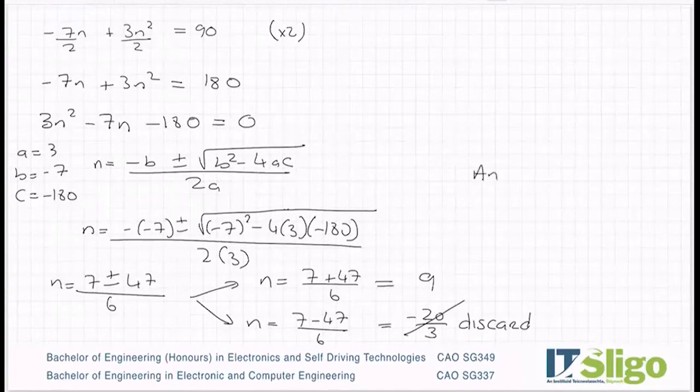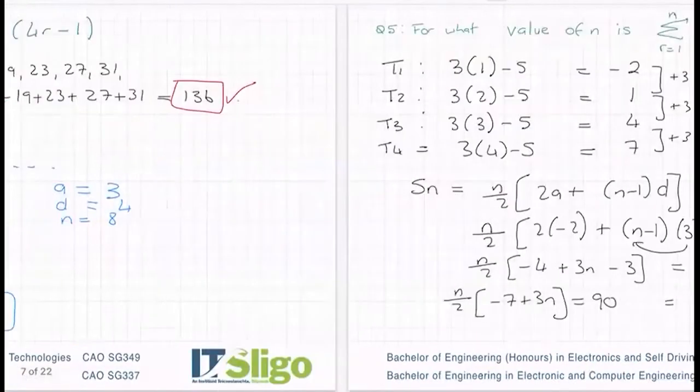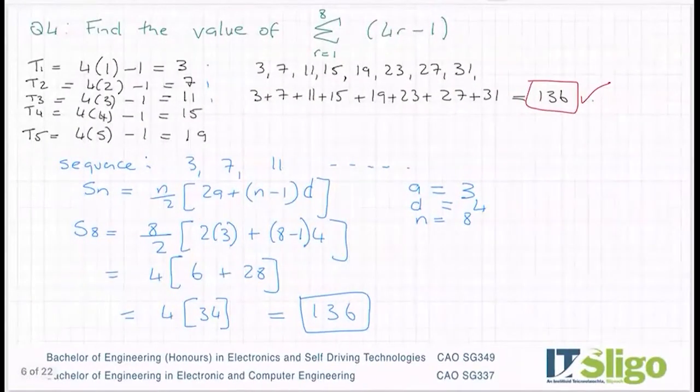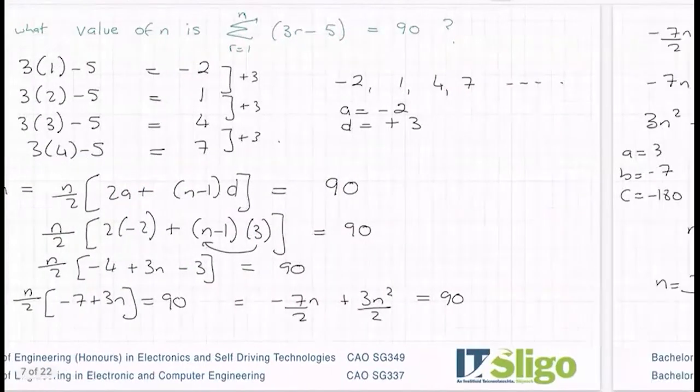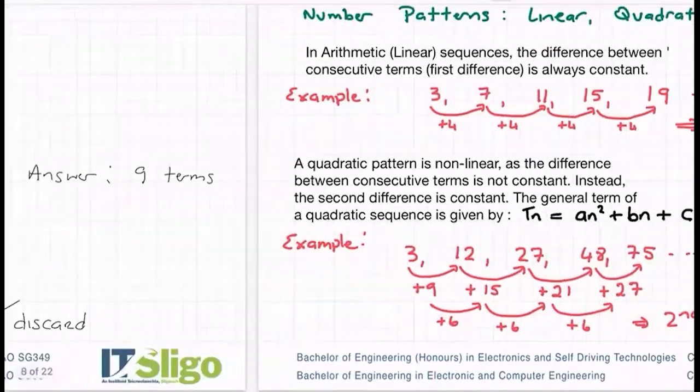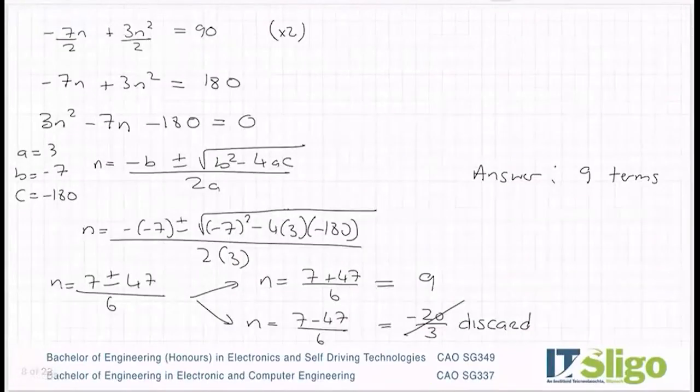So the answer is nine terms. So you had to sum up 9 terms in this sequence: minus 2, 1, 4, 7, 10, 13, and so on. You had to sum up 9 terms to get 90 as the answer. So that's how you do those particular ones.